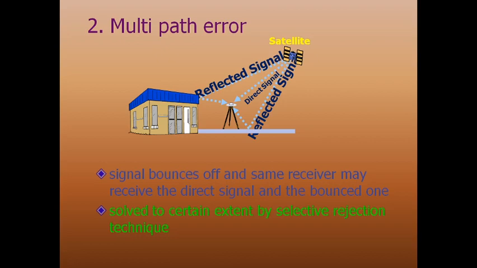Sometimes it's very difficult to eliminate such errors, but there is one possibility: when there are multiple reflections, the signal intensity will be reduced. So you have one method to detect the intensity of the wave which is reaching the receiver, and the one with better intensity will be the direct wave. That is one method of detecting the multipath error.